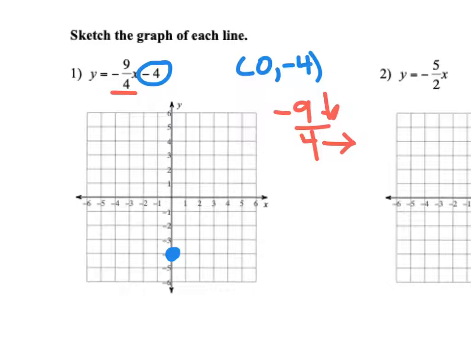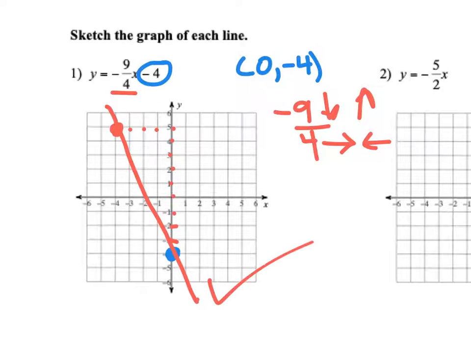Now, if we can't go down and right all the way, and in this case we cannot go down 9, right 4 without going off our graph, well, we do the opposite. So opposite of down is up, opposite of right is left. So we're going to go up 9, left 4. And that still gives us a negative slope. Okay, so that's our first line.